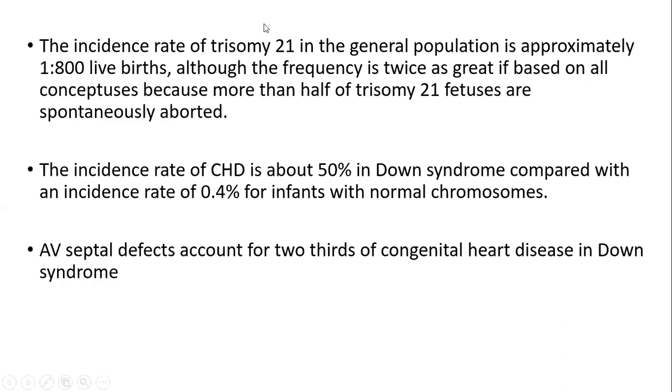The incidence of Down syndrome is 1 in 800 births, but usually it is double, because half of the fetuses with Down syndrome are aborted spontaneously during pregnancy itself. The incidence of CHD in Down syndrome is 50%, whereas in normal patients the incidence of CHD is about 0.4%. This we have already discussed.